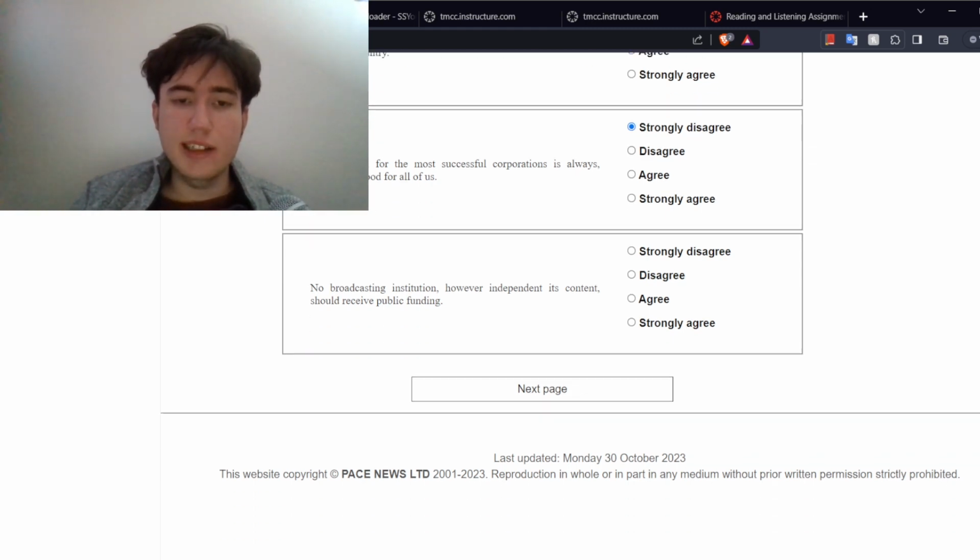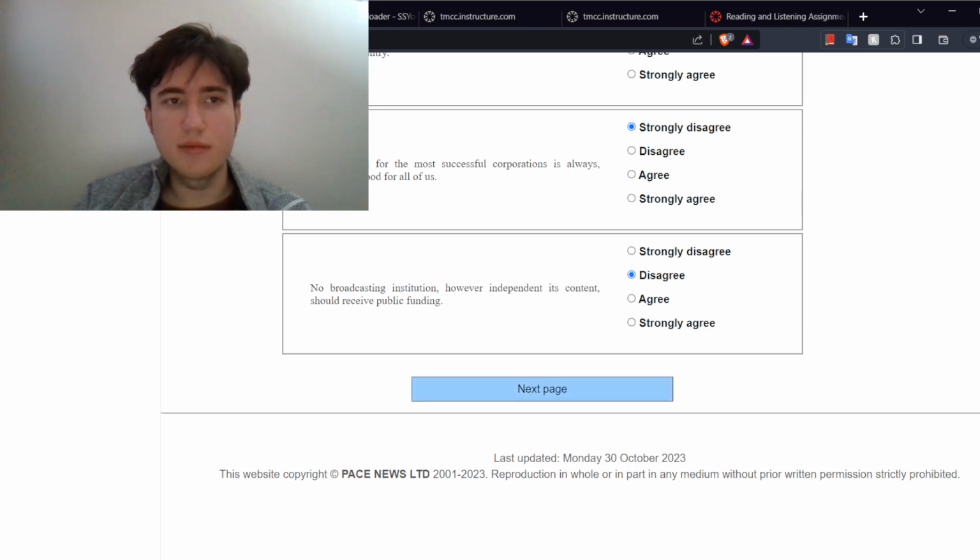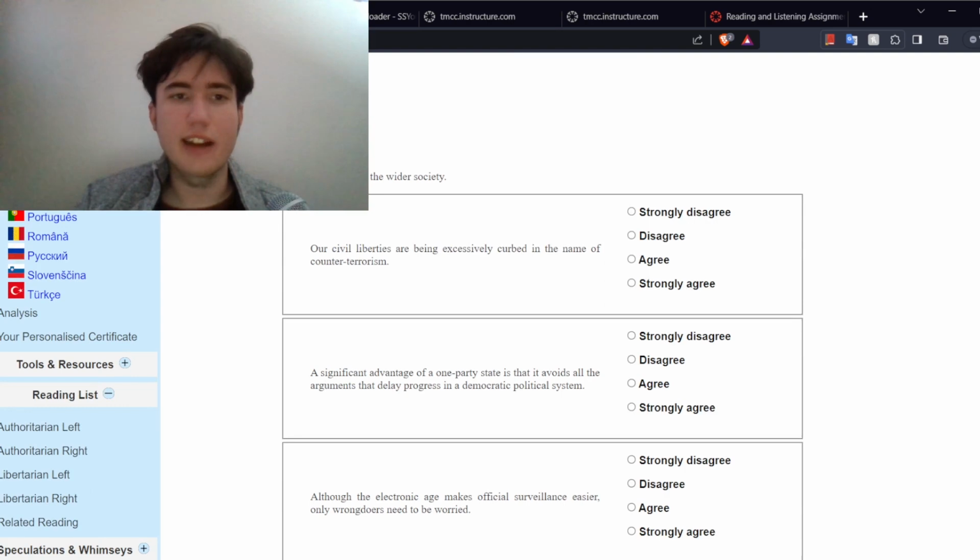No broadcasting institution, however independent its content, should receive public funding. I guess I disagree with that. I don't really care that much.